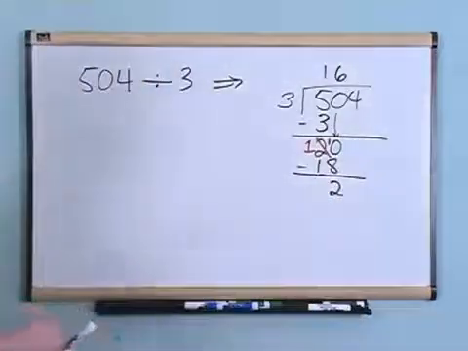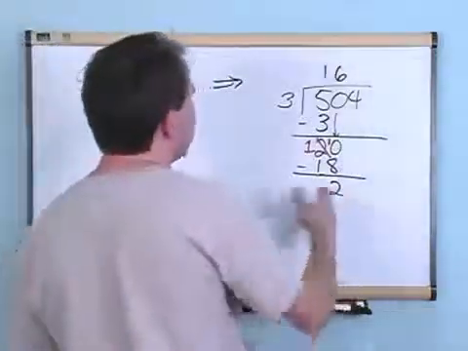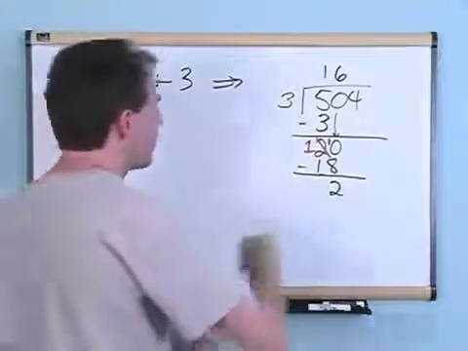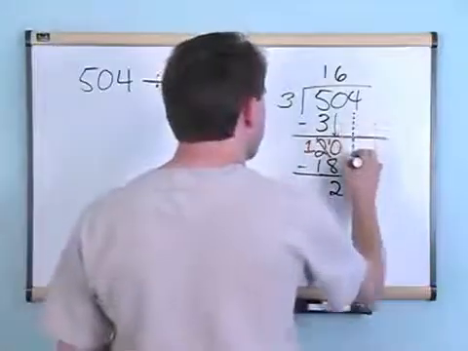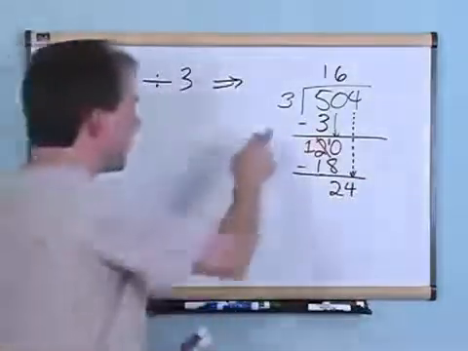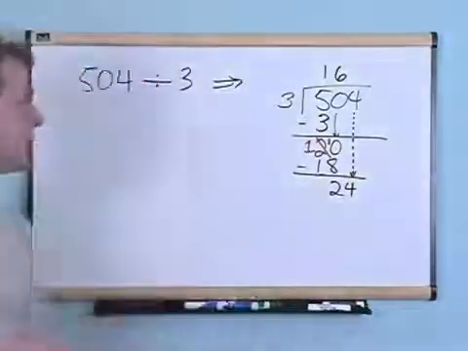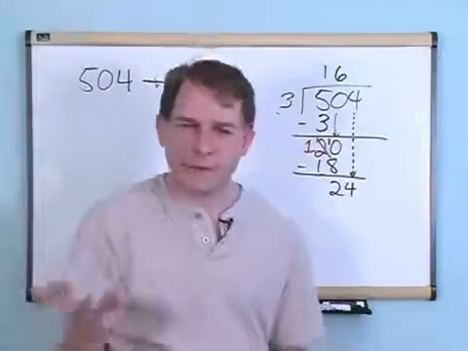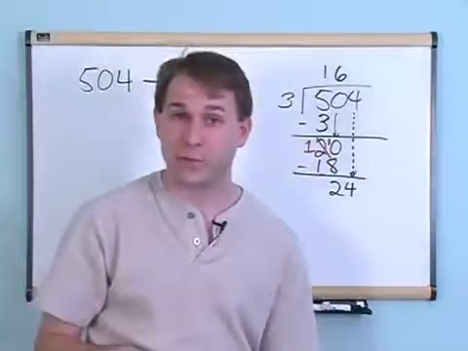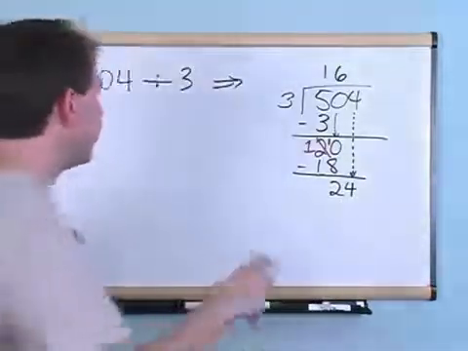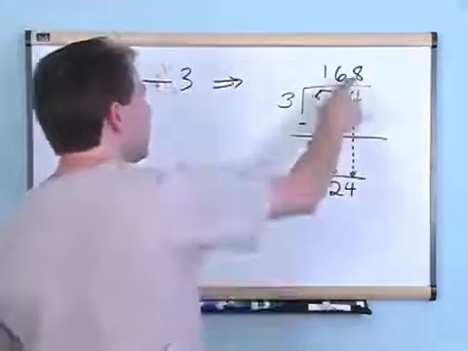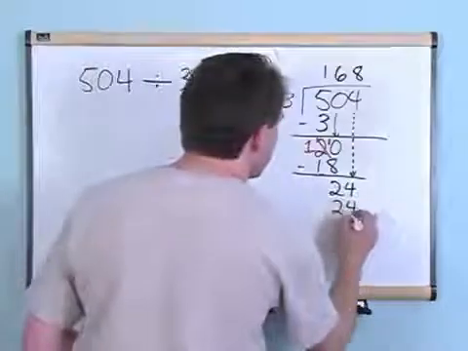Okay? So now, continuing on, can 3 be divided into 2? No, it can't because 2 is too small. So I'm going to take this 4 and I'm going to bring it down here. I'm going to make it 24. Now I can do this division into 24. How many times will it go? Well, if you think about it, you'll realize that 8 times 3 is 24. So it goes an even number of times, and that would be 8 times. So 8 times 3 is going to give you 24.